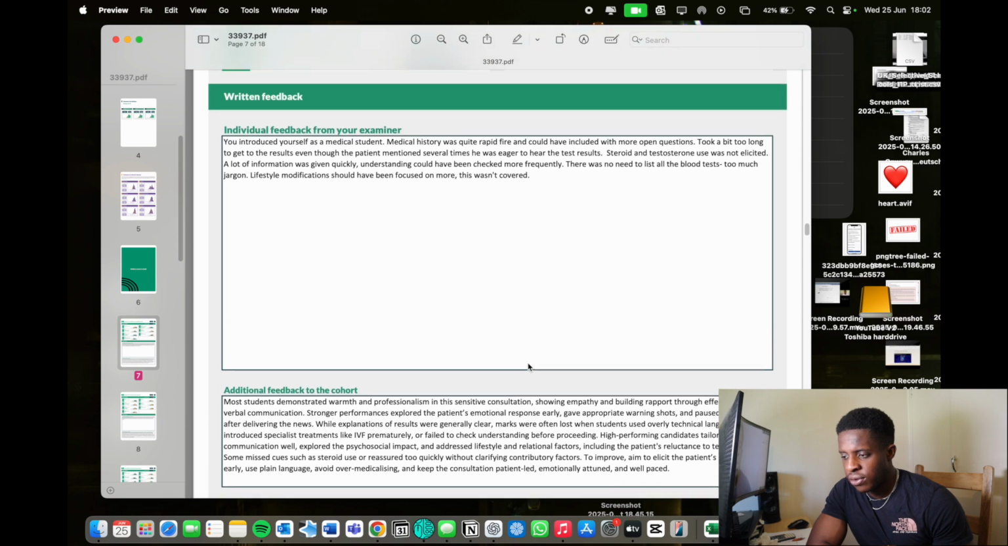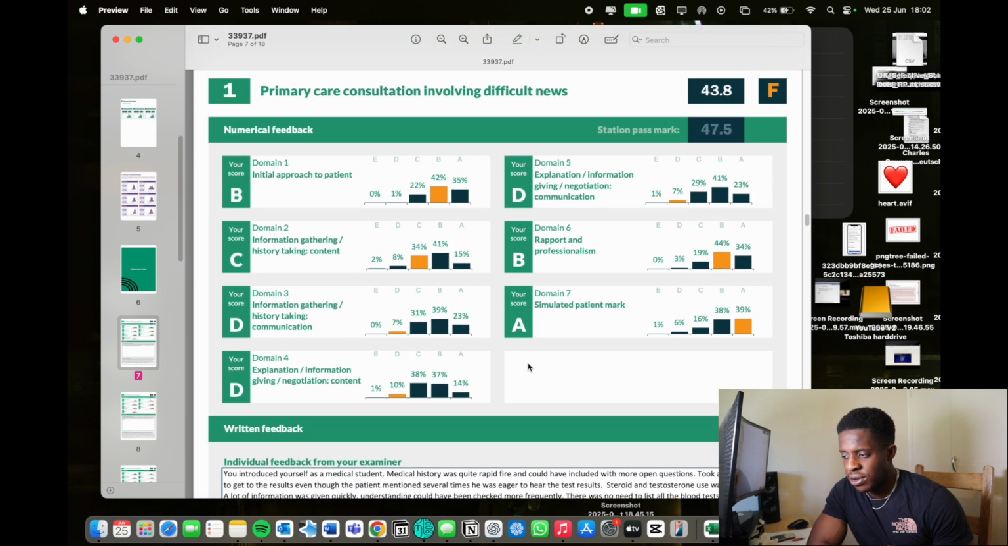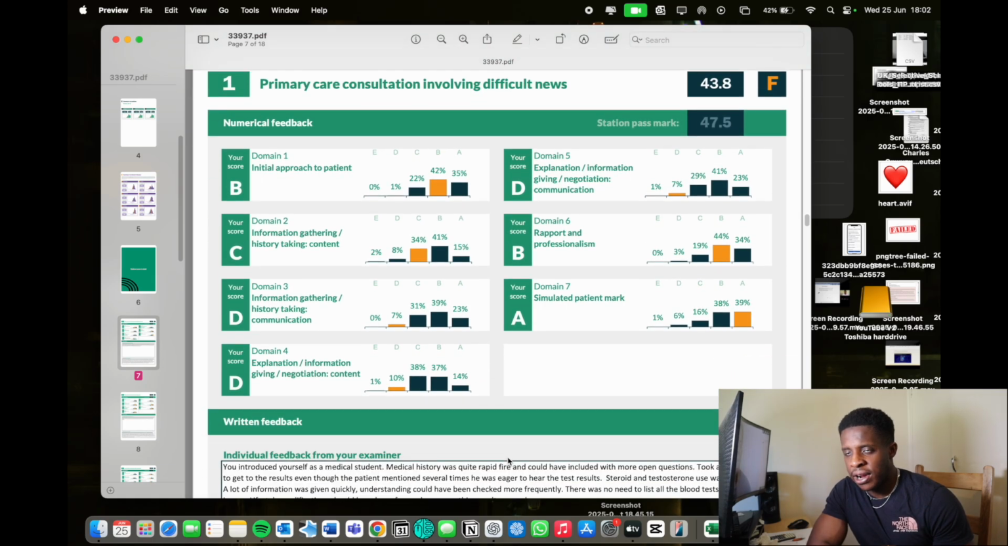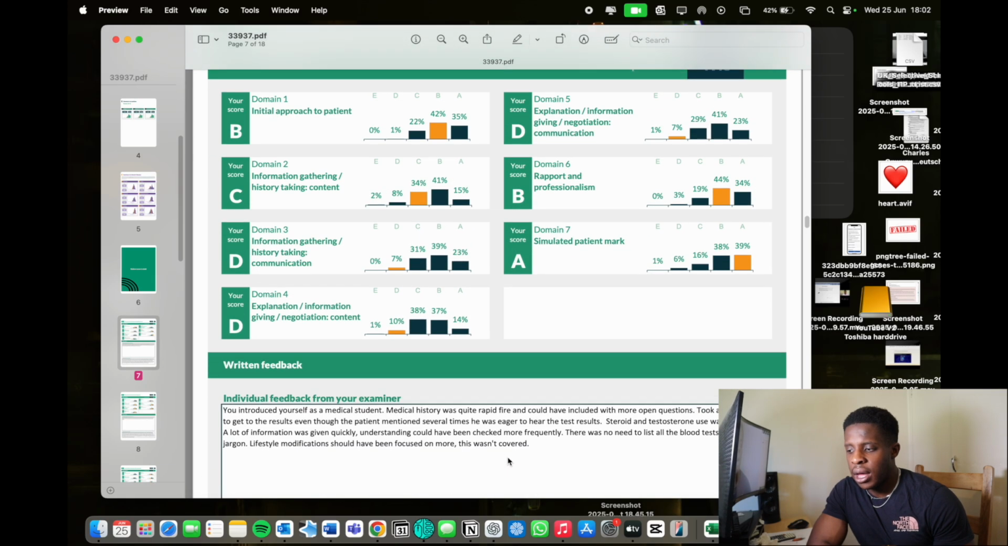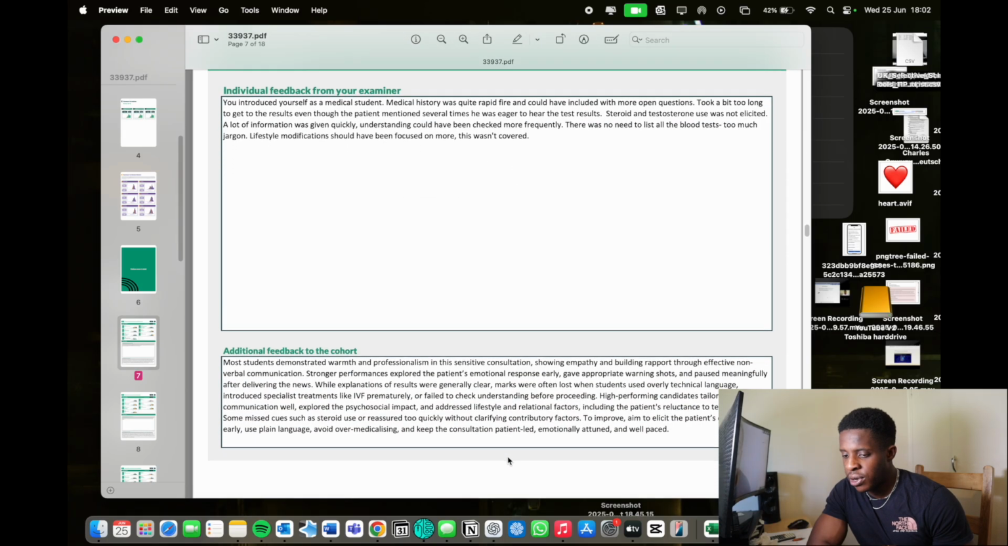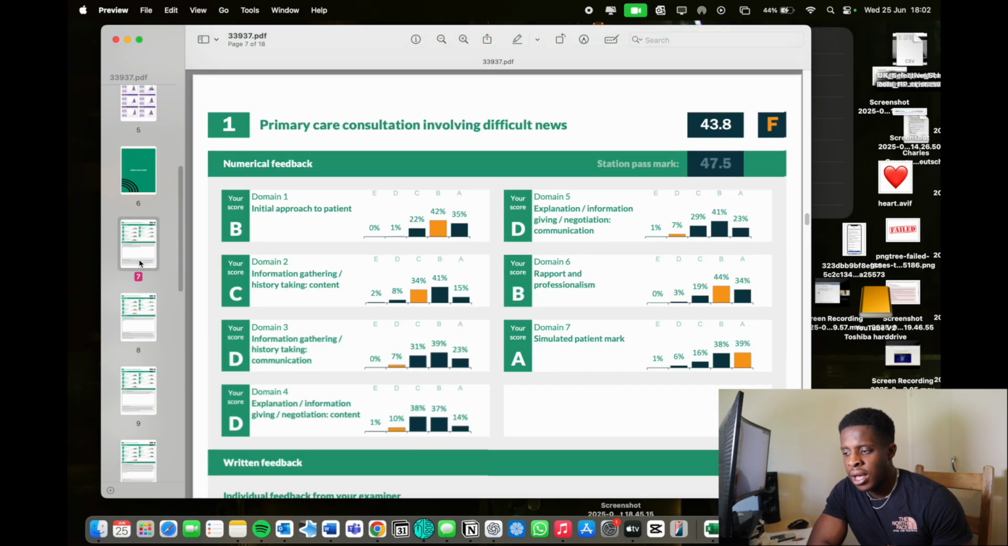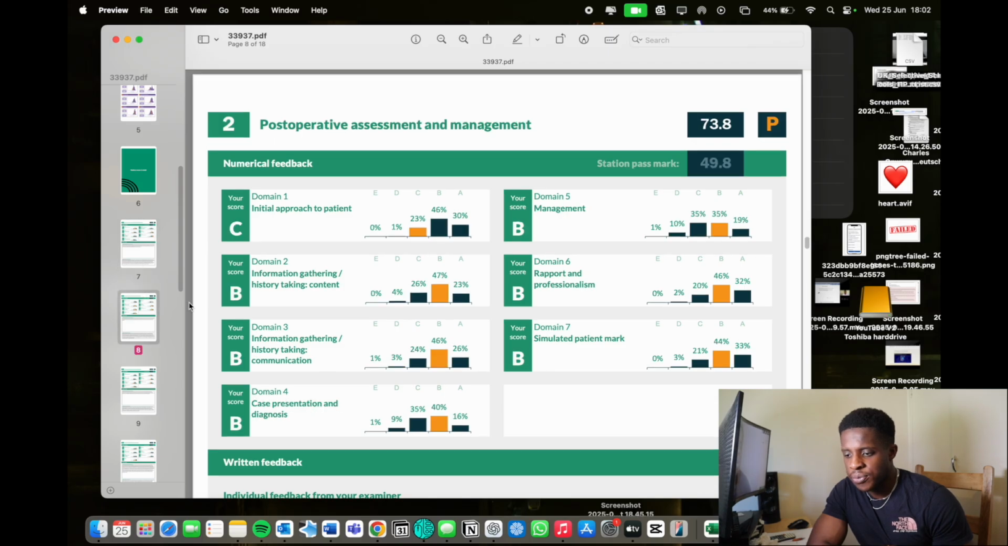And for breaking bad news stations, especially if you're in final year, this is definitely something that I would recommend to practice, and ideally have friends give you honest feedback. It's not just about following the SPIKES mnemonic, but you really need to make sure that you still take somewhat of a history and gather anything that you could be missing.